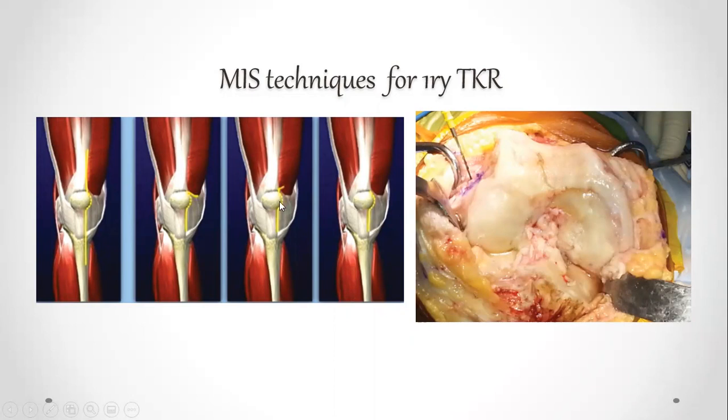The subvastus, midvastus, and vastus and quadriceps sparing, these are all minimal invasive techniques. Why minimal invasive? Because it does not violate the extensor mechanism. What are the differences between each? They all share one theory: we reduce the risk of violation of the blood supply to the patella, and hence reduce the anterior knee pain.